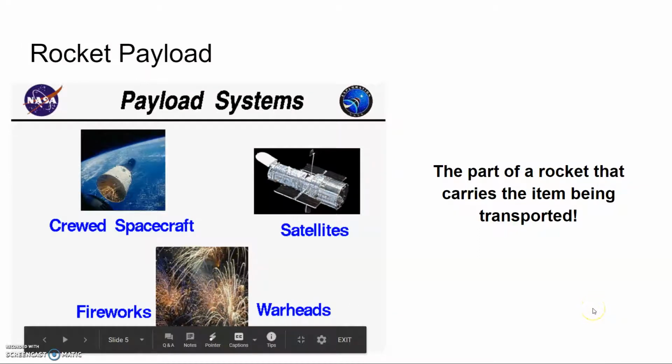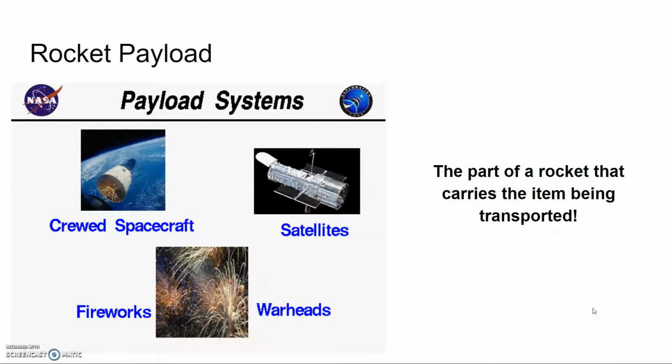All right, so rocket payloads. The payload on a rocket is basically just a fancy term for the stuff that matters. It's the part of the rocket that we're actually trying to move to a different location. Some examples are shown here on the left. A crewed spacecraft, so you think about Apollo 11 or Apollo 13, all those old school moon missions. It's the men in that little capsule that are being pushed up into orbit.